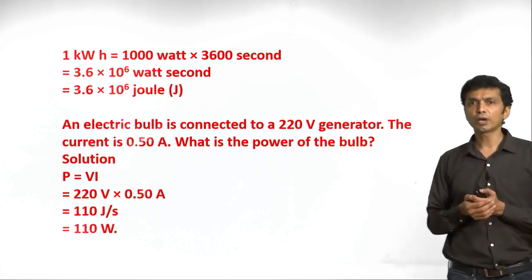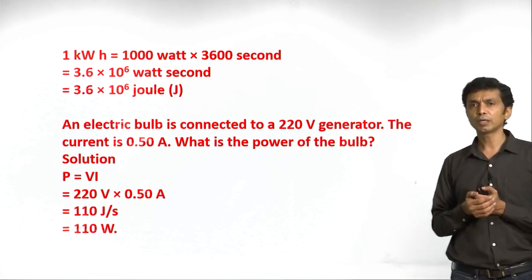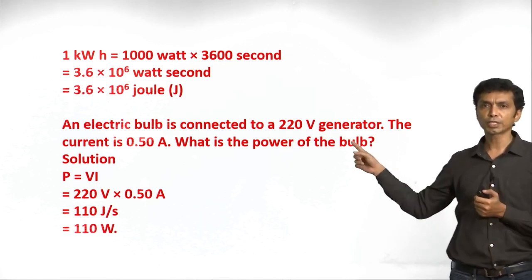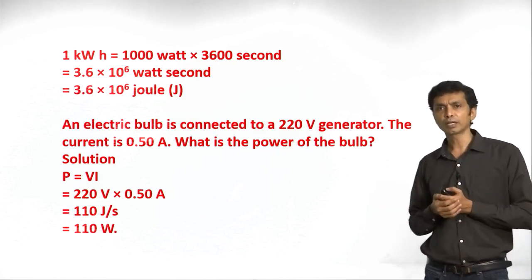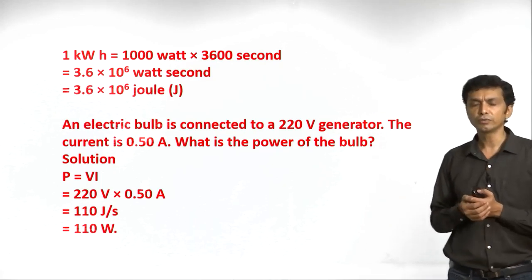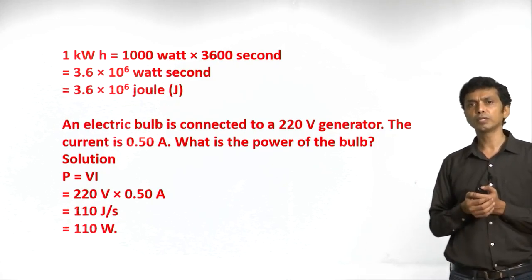So, we will solve a problem on power. For an electric bulb, the potential difference and current are given. We will find the power by multiplying: P is equal to V into I, 220 into 0.5.